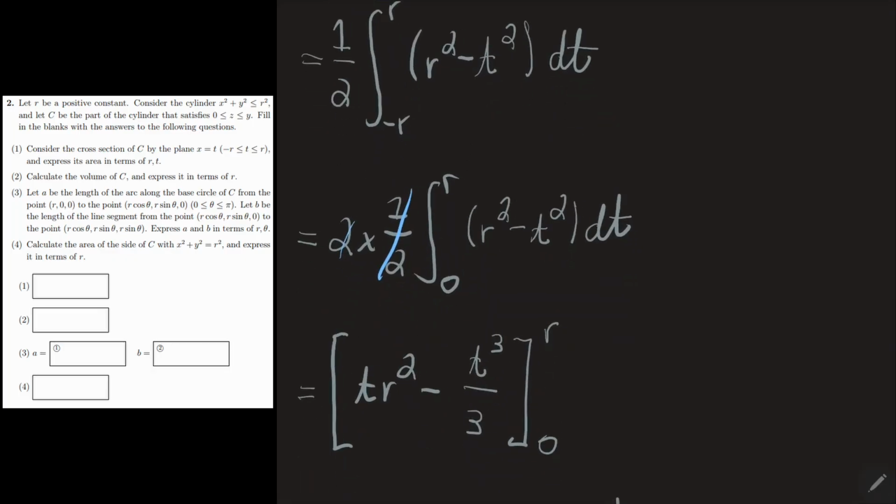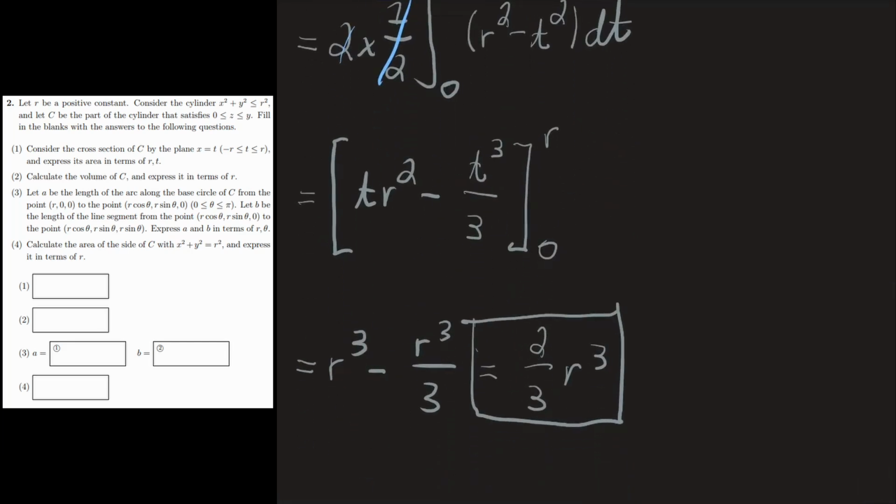This is just a simple power rule. And we find that the volume of our shape is equal to 2 over 3 times r cubed, and that is the answer to this part of the question.